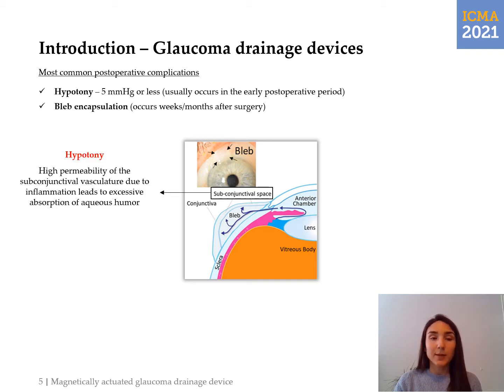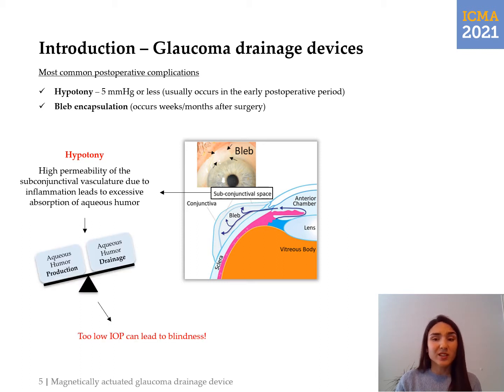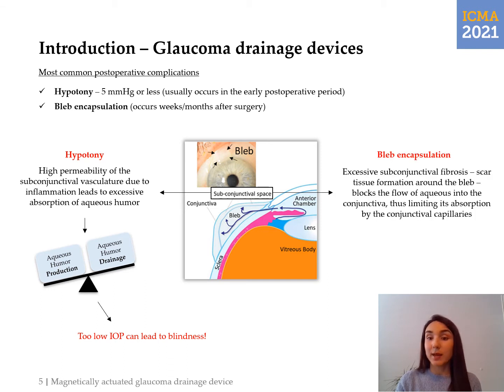Well, in hypotony, the hypermobility of the subconjunctival vasculature due to inflammation, a natural reaction that follows any surgical intervention, leads to the excessive absorption of aqueous humor. And therefore, the aqueous humor production rate cannot really compensate for the high rate of aqueous humor drainage. And this leads to a significant drop in the intraocular pressure that might lead to blindness in some cases. On the other hand, we have bleb encapsulation.